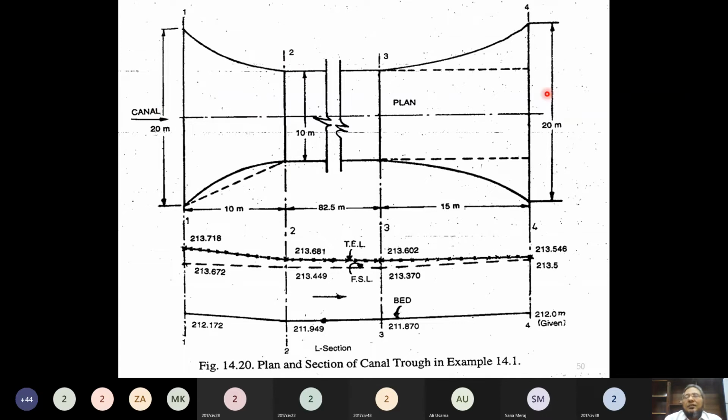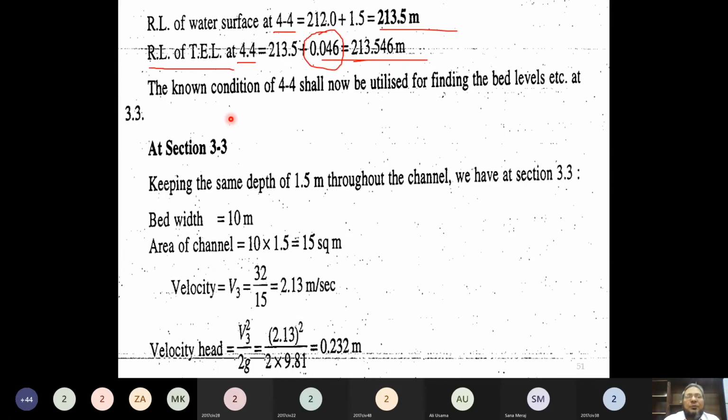Achha ji, theek hai. To jab hum section 4 pe hain, to section 3 pe aane ke liye head loss kis mein nikalna hai? In the expansion transition, hai na? And when you are at section 3, to come to section 2, which head loss is needed? The loss due to friction in the rectangular trough. And to go from section 2 to 1, which type of head loss is required? Contraction transition. Theek hai, so that is what we want to do now.